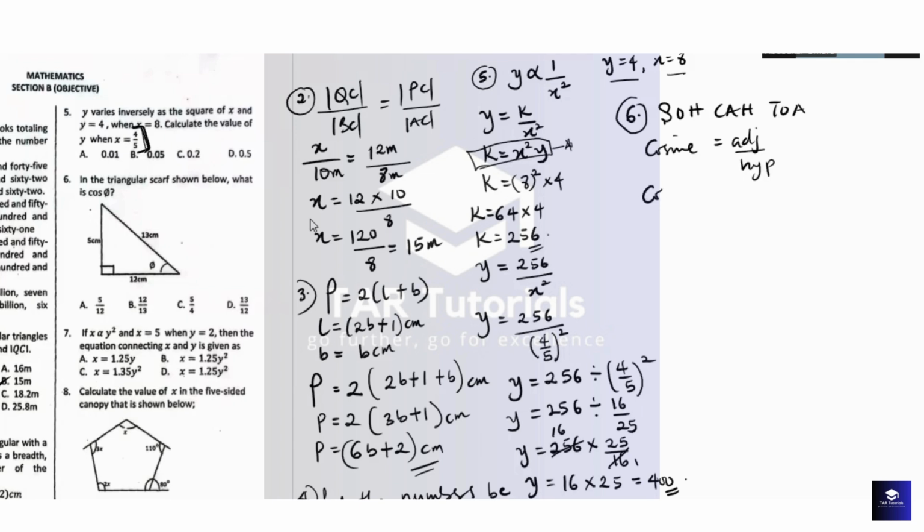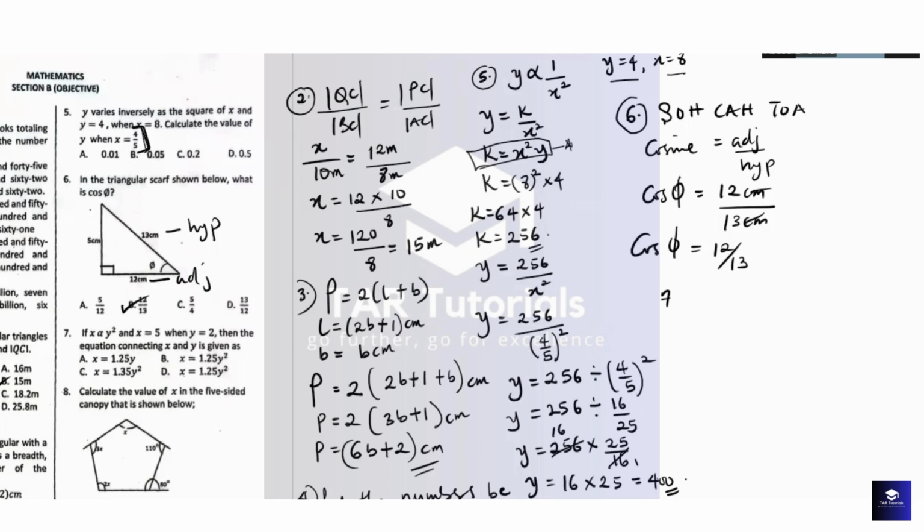So what do we have there? Cosine, the value that we have for the adjacent, this is the adjacent, and this is the hypotenuse, the longest side. Therefore, when you substitute, adjacent is 12 centimeters and hypotenuse is 13 centimeters. So cos phi is 12 over 13, and that's option B.